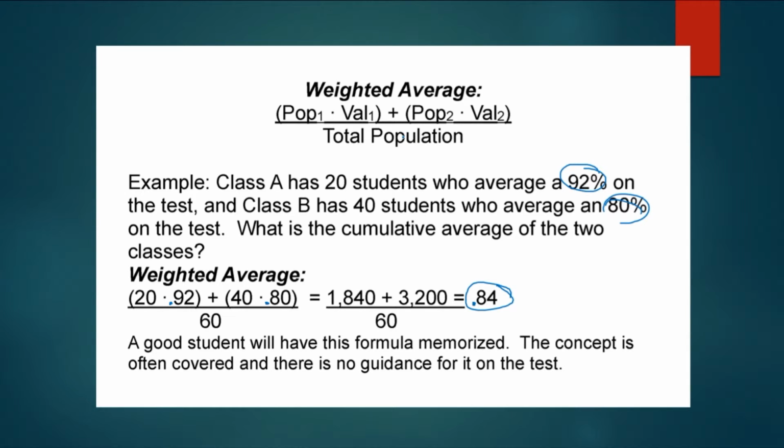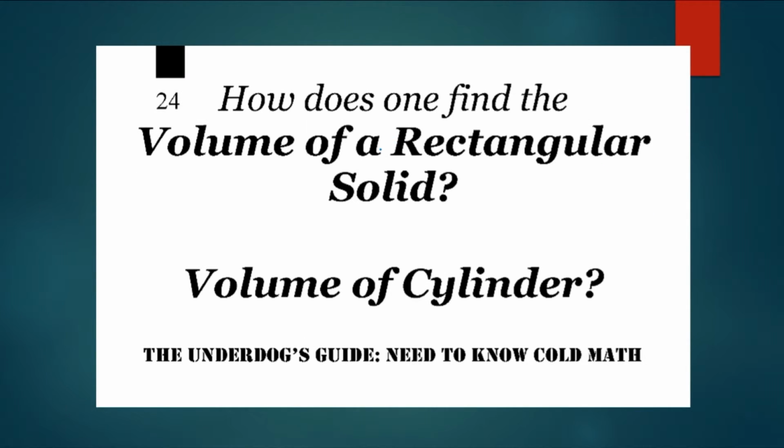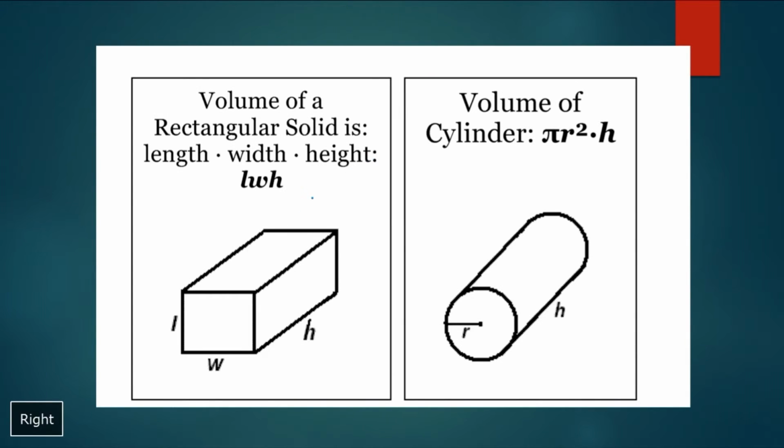That's what you want to know. Right. How does one find the volume? Volume of a rectangular solid, and then the volume of a cylinder. Well, the volume is awesome. You want the volume questions because it's just length times width times height. Right? Just that times that times that. And that's what's going to get you there.